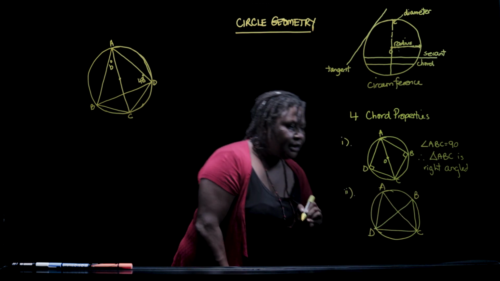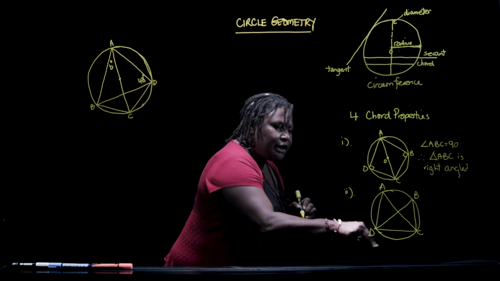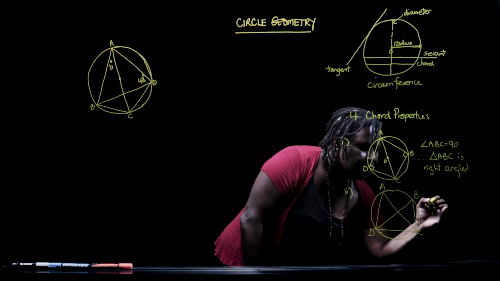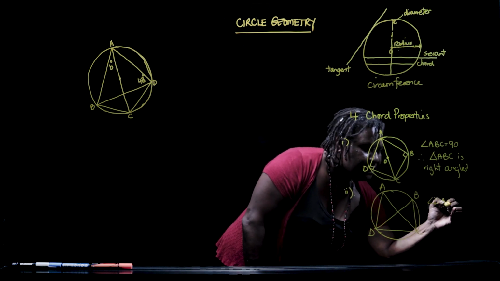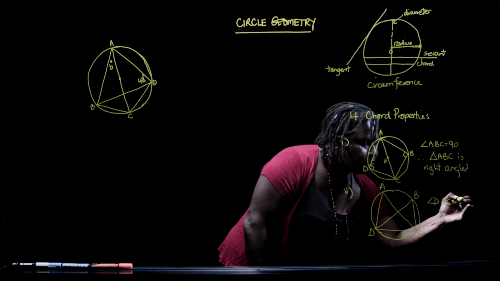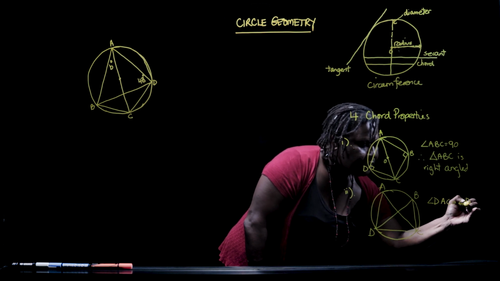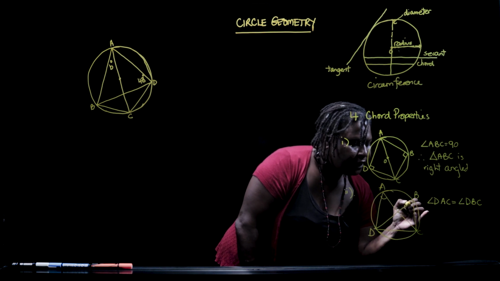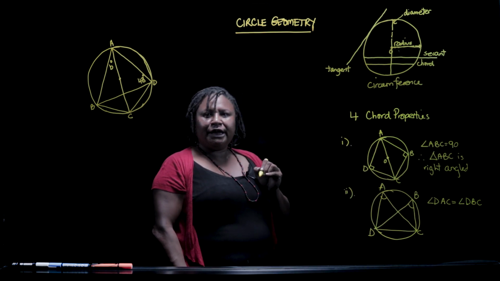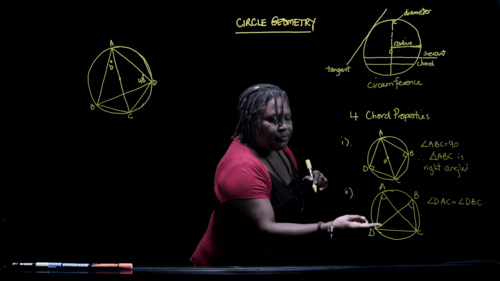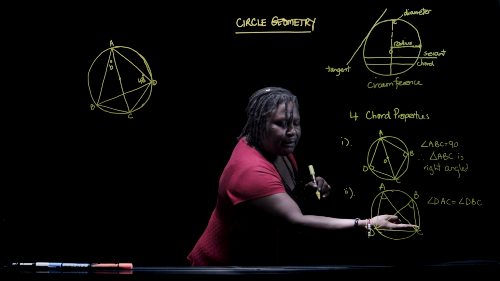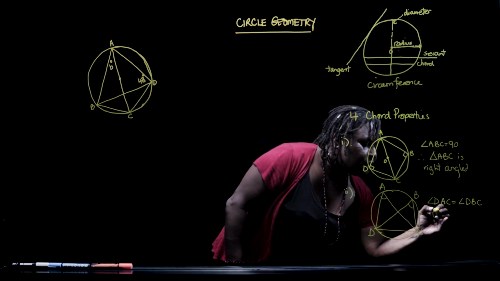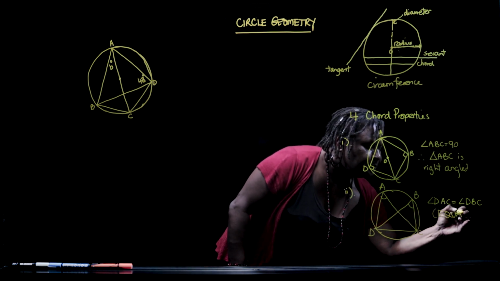Okay, because they are sitting on this chord and arc, they are equal. So angle DAC is equal to angle DBC, this angle and this angle. Once again, if 2 angles are sitting on the same chord or arc, they are equal. So they are equal angles.